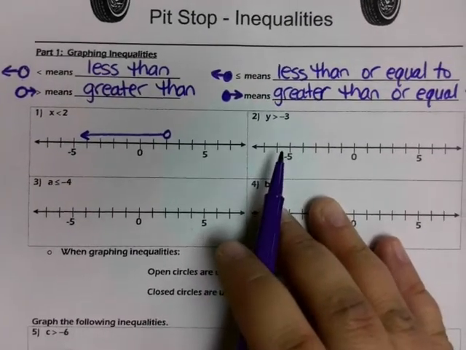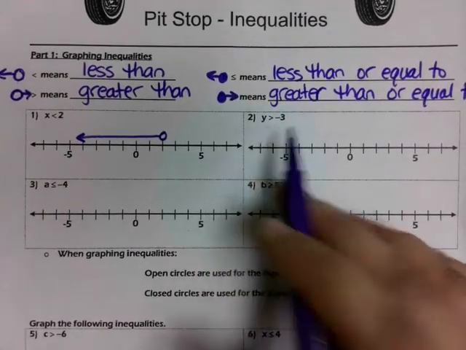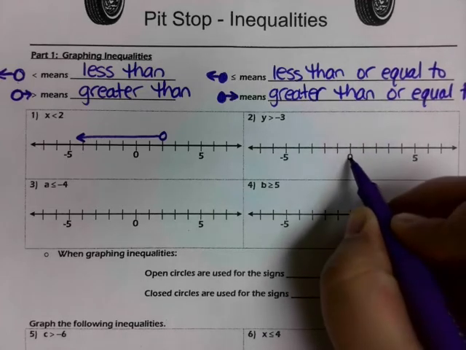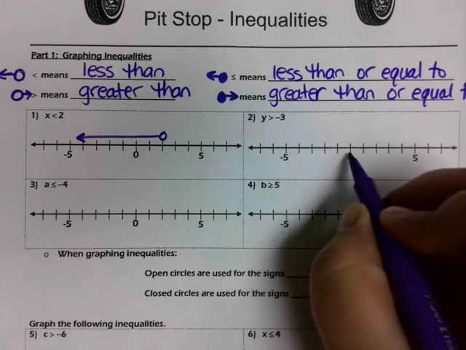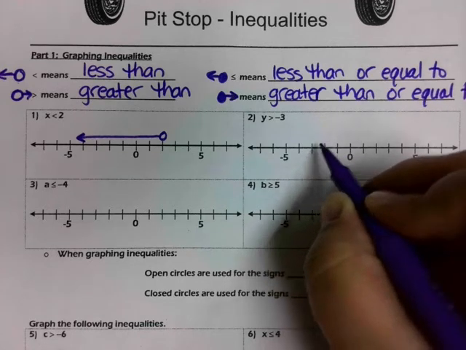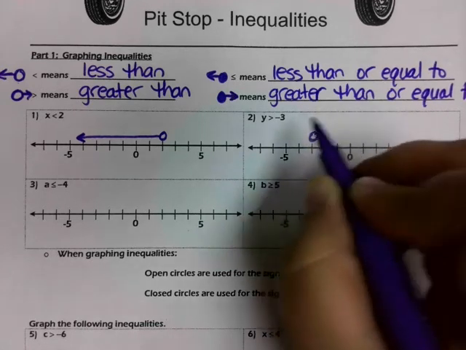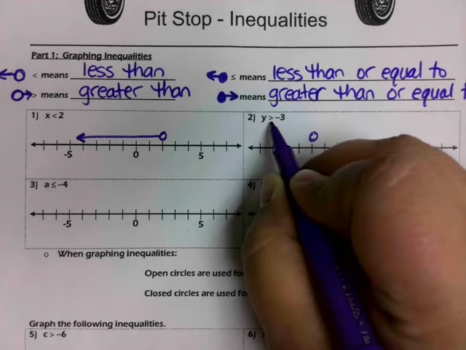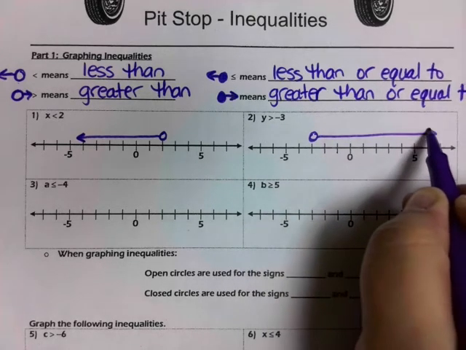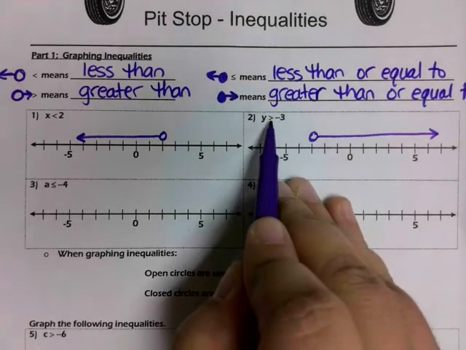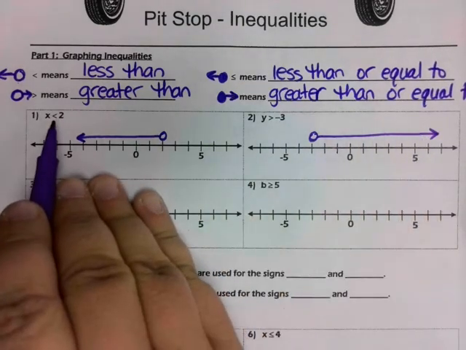All right, number 2, y is greater than negative 3. So we need to find negative 3. So 0, negative 1, they are increasing by 1. So negative 1, 2, 3. We're going to put an open circle because there's no line. That means it cannot equal negative 3. And this symbol is greater than, so we point to the right. Also notice how your inequality sign points in the same direction as your arrow.